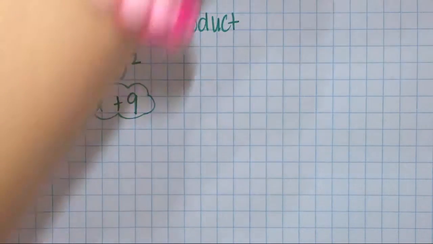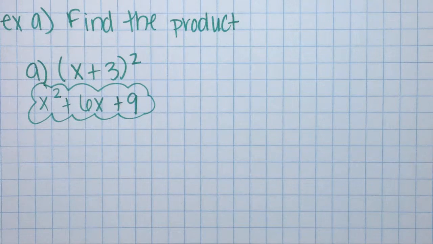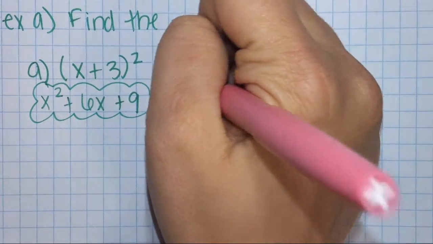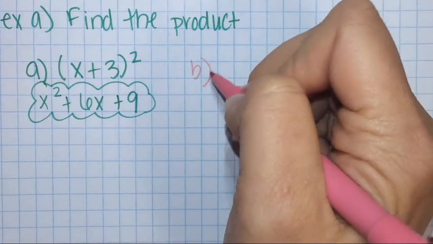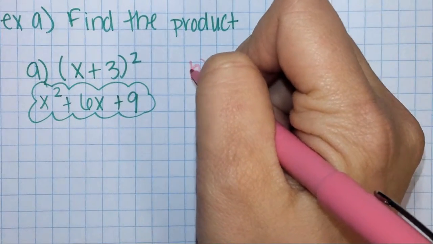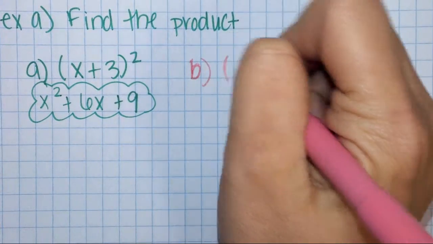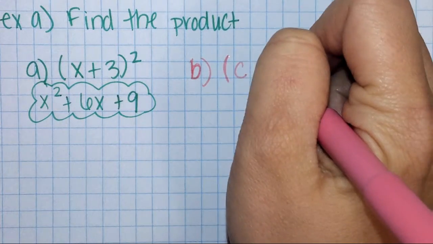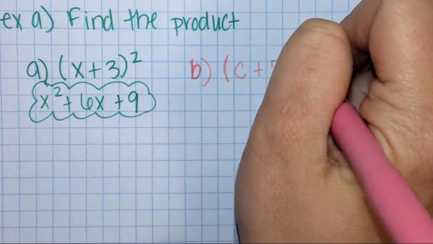Multiplying 3 times 2. All right, B. Are we ready? We're going to do this one together as well. All right, let's say c plus 7 quantity squared.